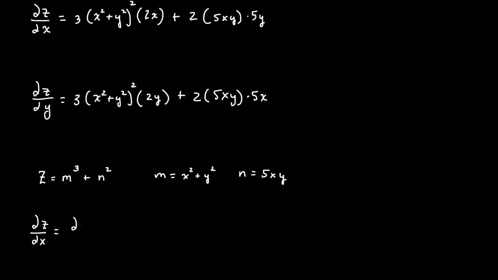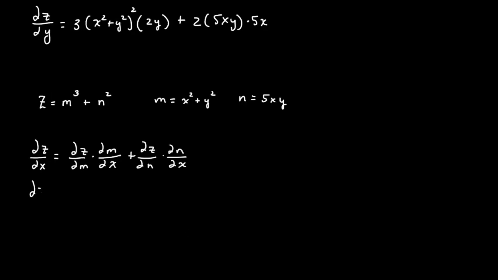So what do I mean by that? We'll take the partial derivative of z with respect to m, so 3m squared, and then we take the partial derivative of m with respect to x. But then we also have to add to that the partial derivative of z with respect to n times the partial derivative of n with respect to x. In a similar way, if we take the partial derivative of z with respect to y, then we have the partial derivative of z with respect to m, and then the partial derivative of m with respect to y, plus the partial derivative of z with respect to n times the partial derivative of n with respect to y. That's what we did above.